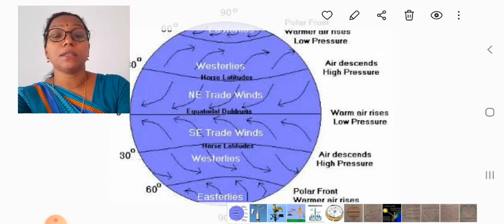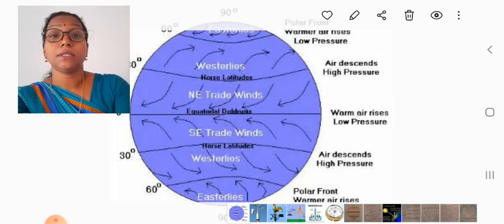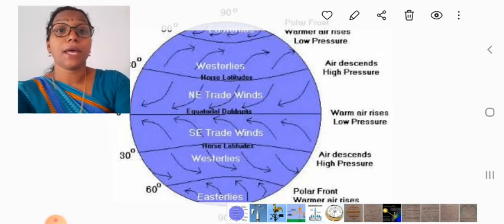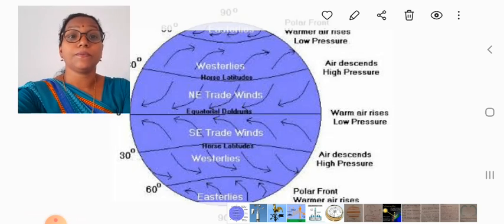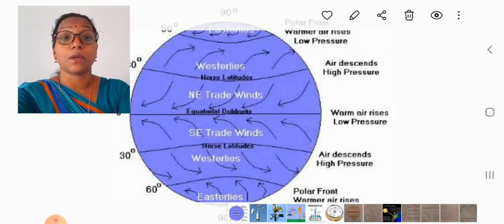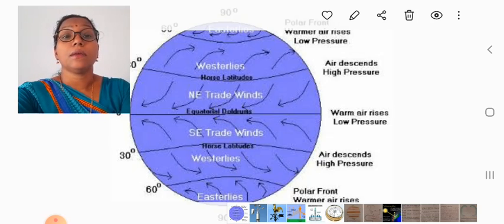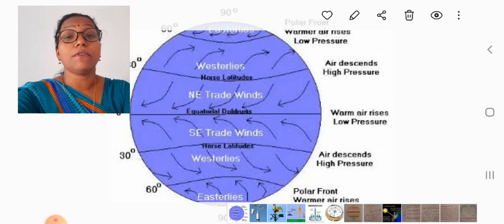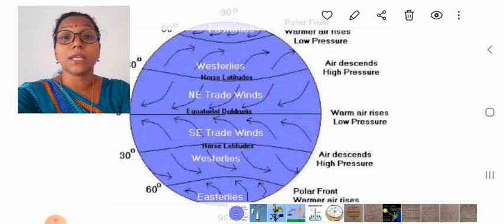So students, these are the permanent wind patterns all over the earth. But these wind patterns are slightly changing. The westerlies, the movement and the direction is not regular. But the trade winds or the easterlies are always blowing in regular patterns.